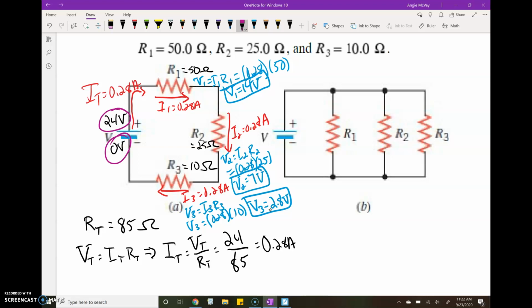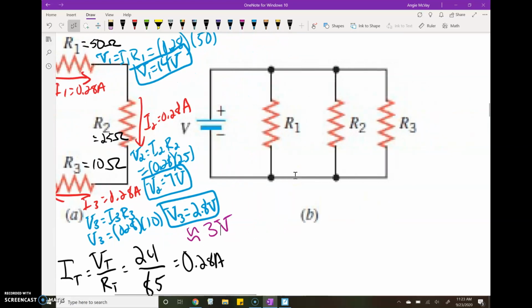Okay, so that's pretty close within rounding, because you could argue that all of the other voltages were rounded to the nearest whole volt. So we could say this is 3 volts of potential drop, and then we've got our full 24 volts of potential drop.